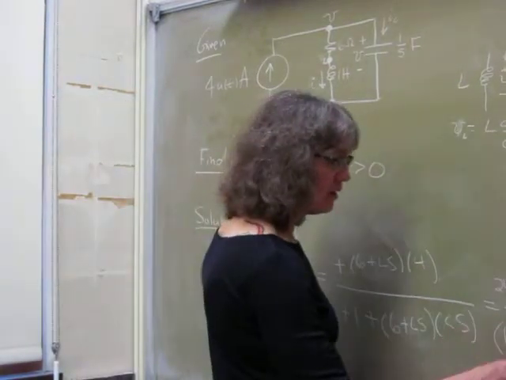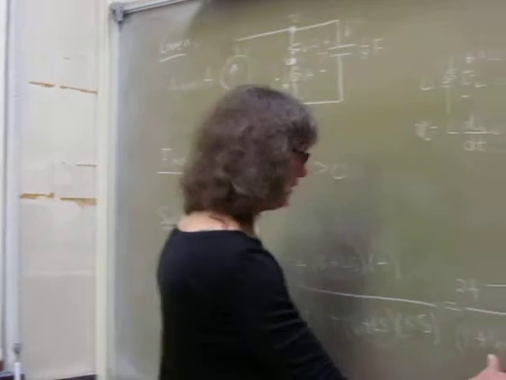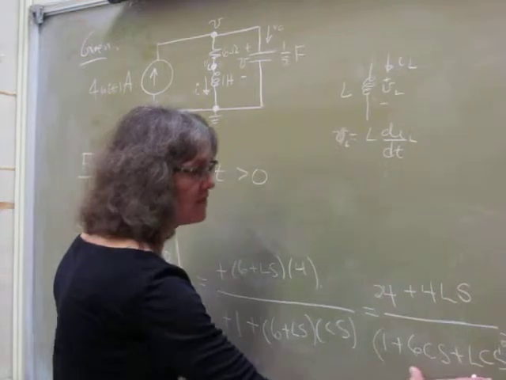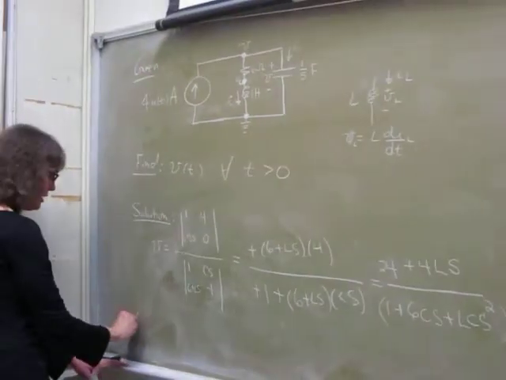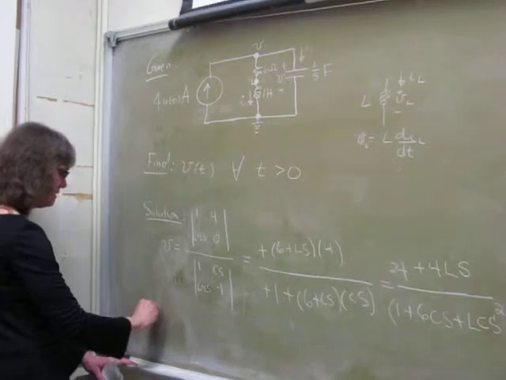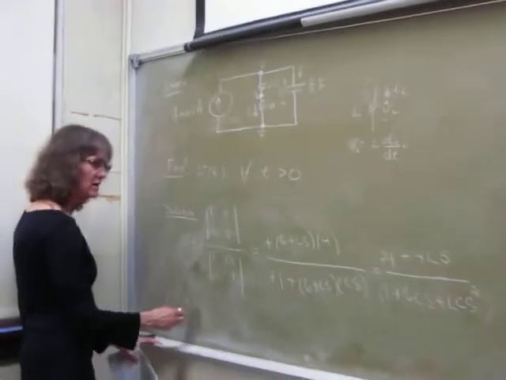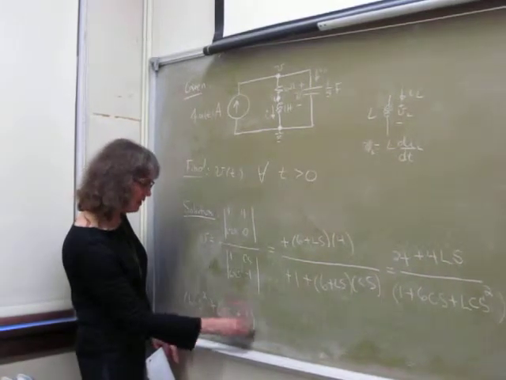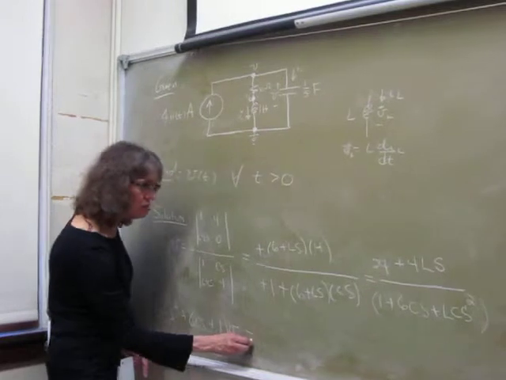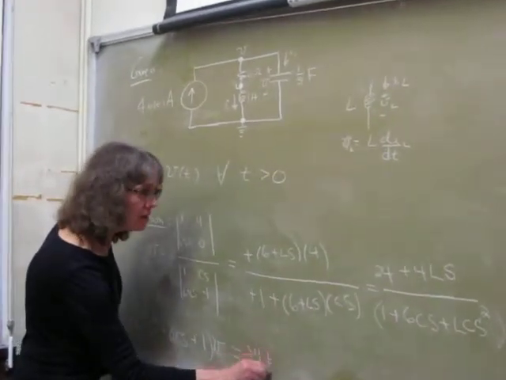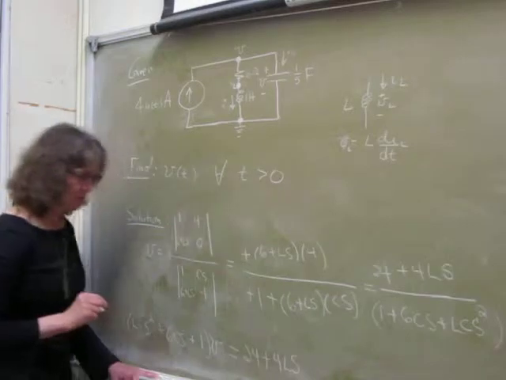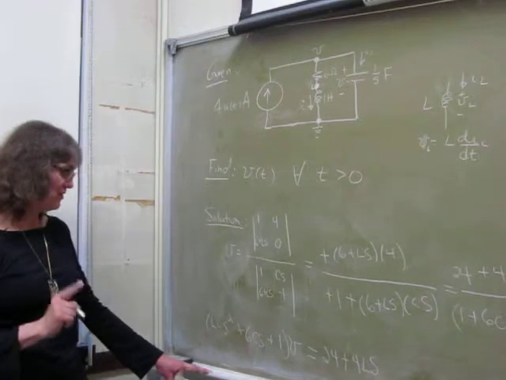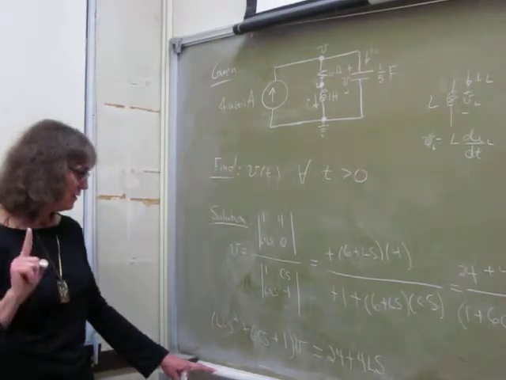And I'm almost there. The last thing I want to do now is I basically have this equation here. V is equal to this thing. I want to bring this to the other side. So I'm going to change the order here. LCS squared plus 6CS plus 1 times V equals 24 plus 4LS. Okay, so here's my differential equation. And again, you don't see it quite yet as a differential equation. We're almost there.